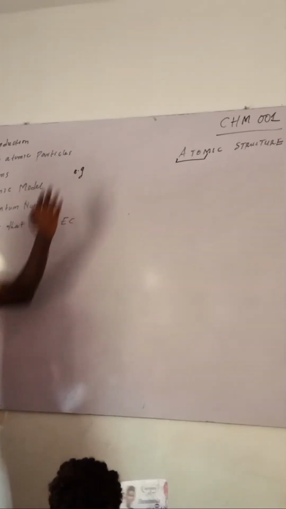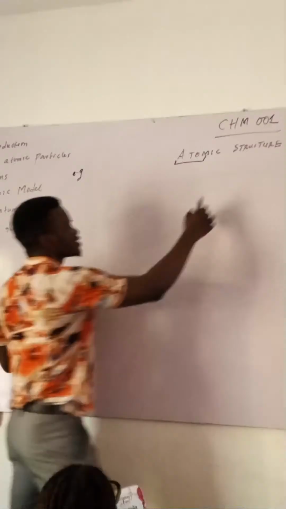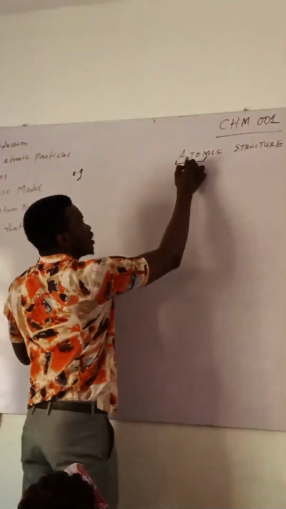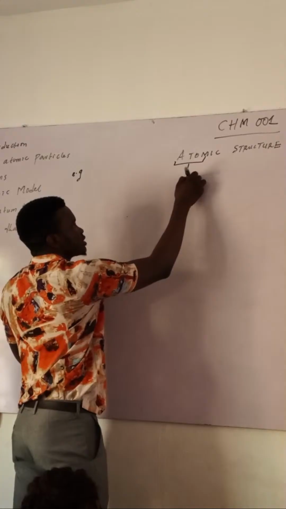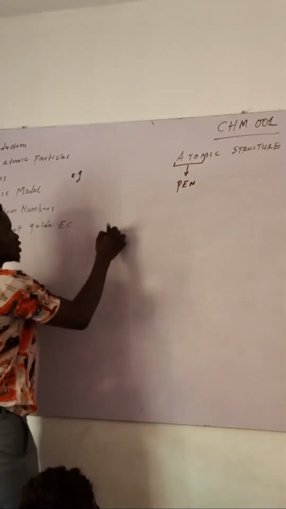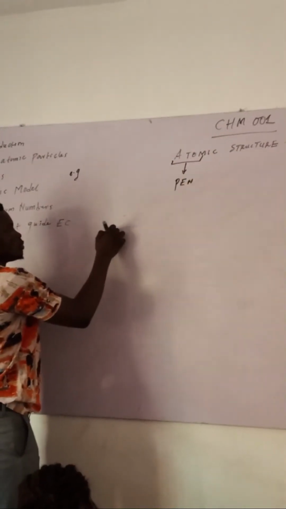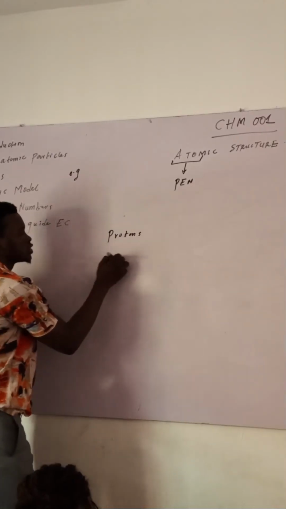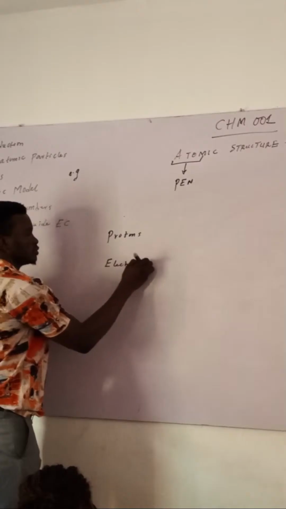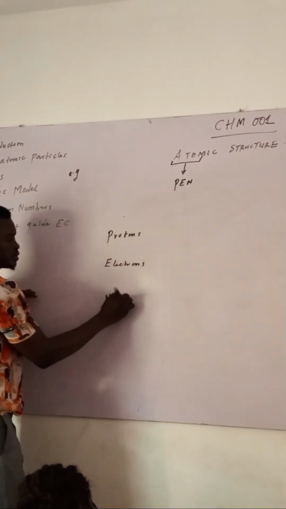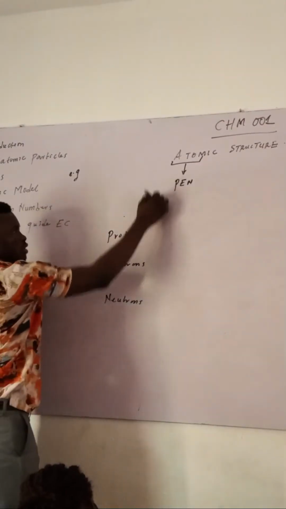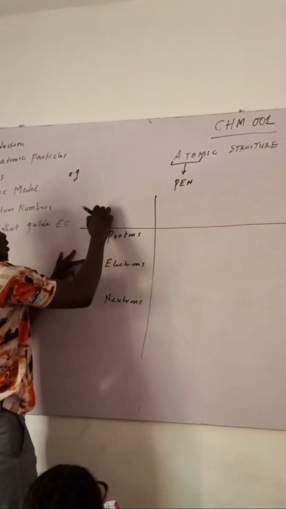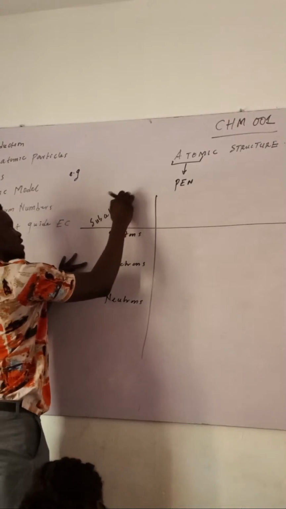Now, talking about the subatomic particles, I will just use a table for that. So your atom is made up of 3 particles. Those 3 particles are protons, electrons, and neutrons. So these are called the subatomic particles.